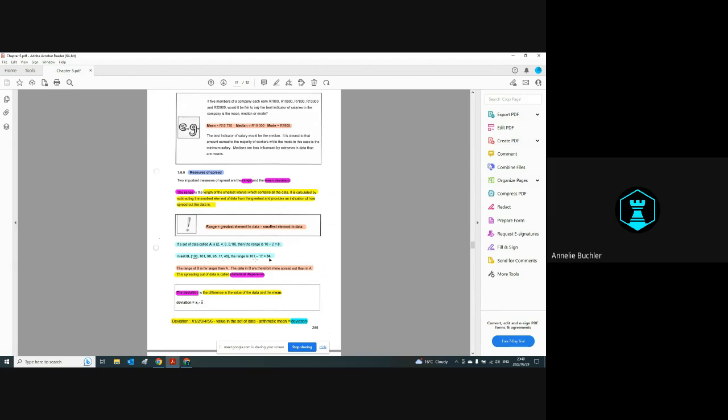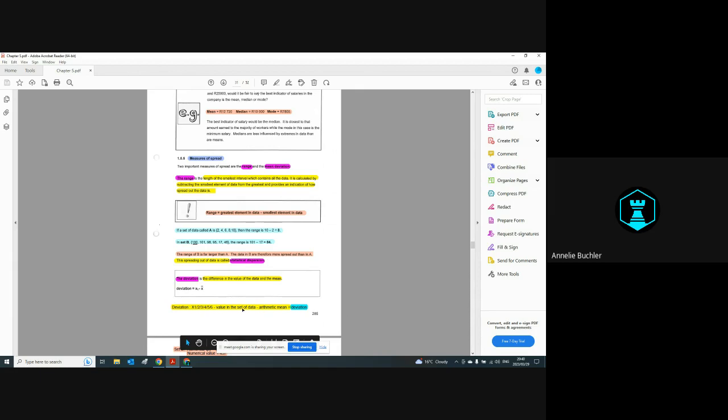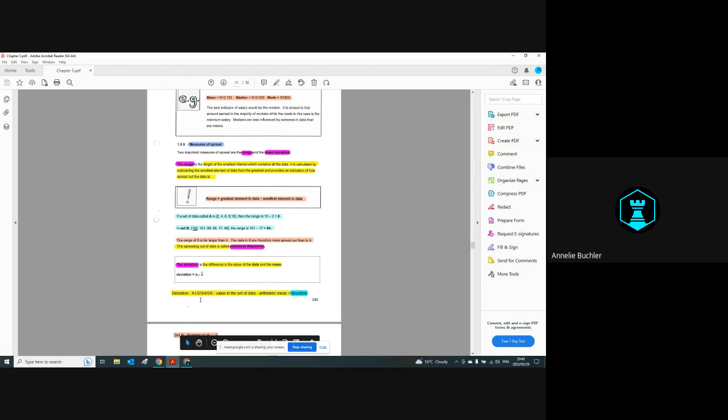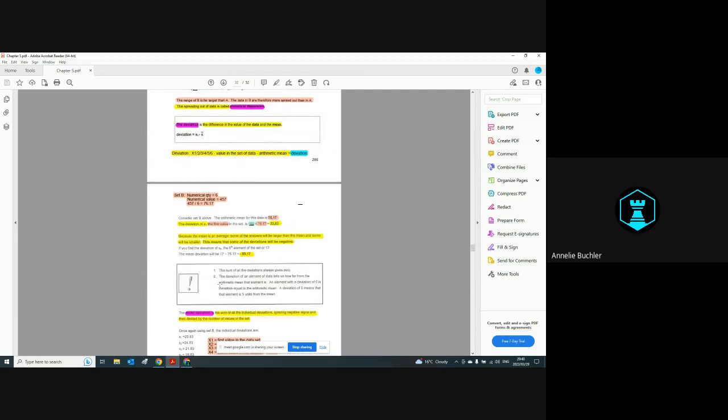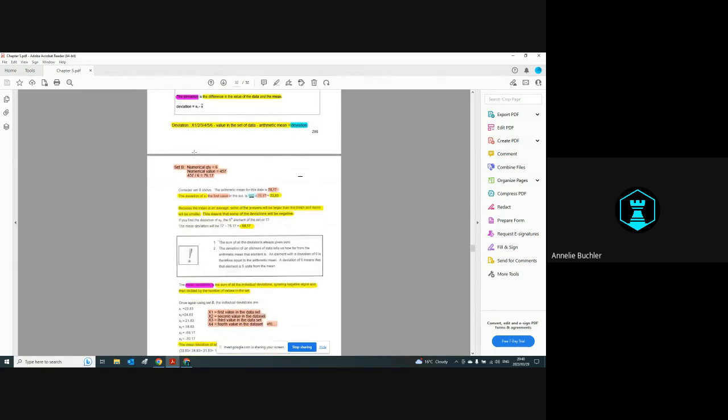Now we're going to carry on. The deviation is the difference in the value of the data and the mean. Deviation can be a value that's assigned to something. So it can be the first value in your data set, the second value, the third value, the fourth value. So that's your deviation, the value in the set of data.